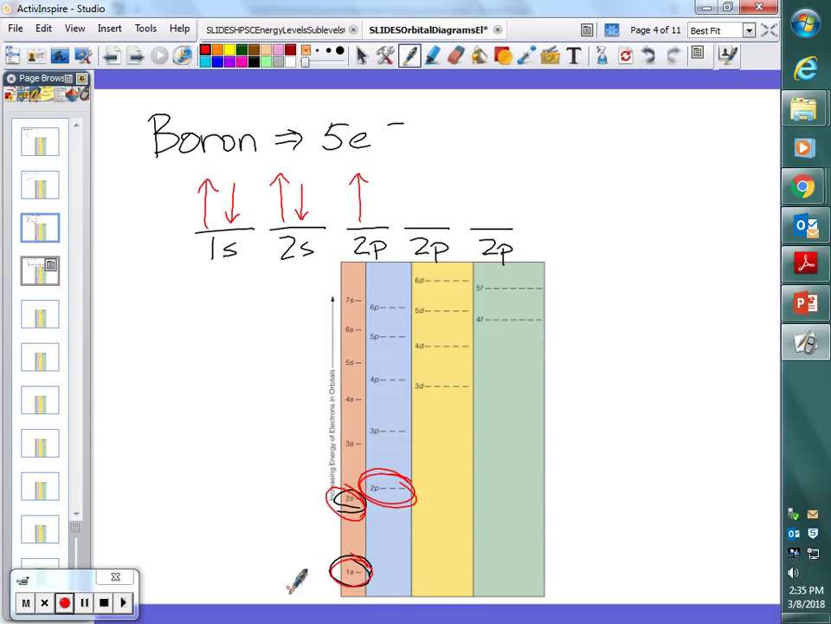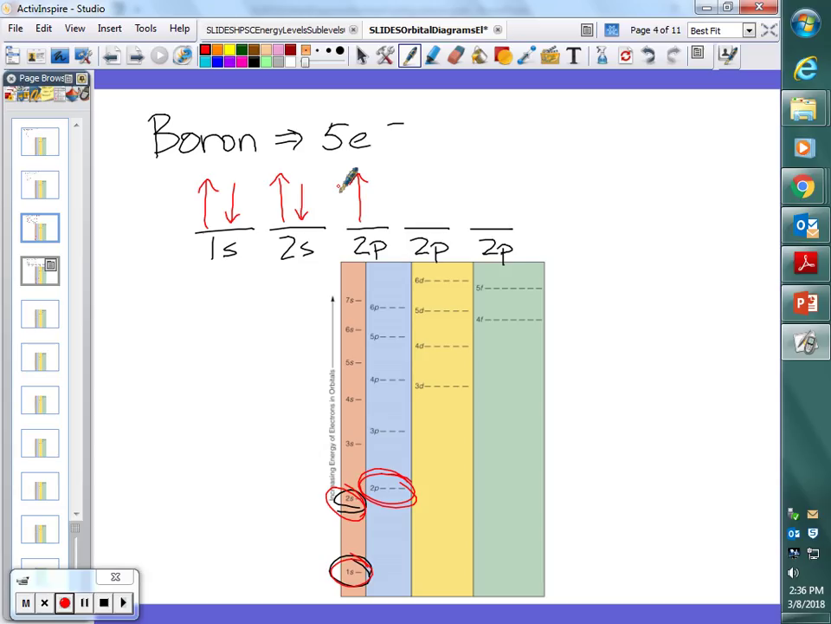How many electrons can we hold in the 2p orbitals? 2 each for a total of what? 6. Combined, these three orbitals can hold 6 electrons. But right now with boron, how many do we have to put there? 1. I put it right here. Is that the right answer?